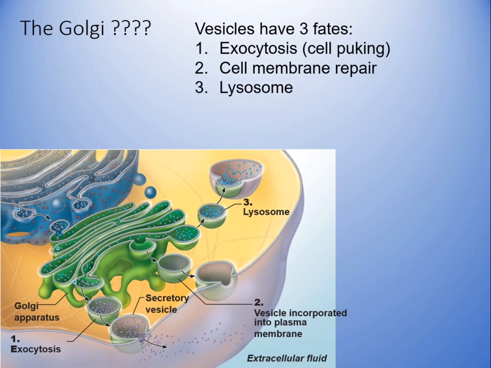The third fate is that the Golgi actually makes those lysosomes. Lyso meaning to split or destroy. There is another mini lecture that tells you that lysosomes are like little tiny stomachs that are mobile in the cell. They work and they do digestive processes. So the Golgi makes them.